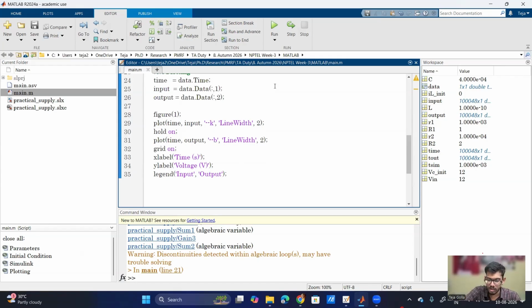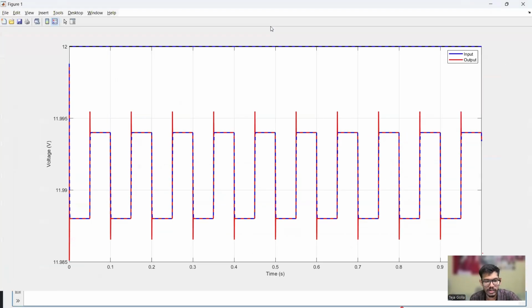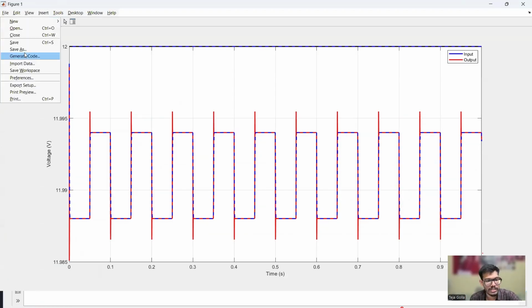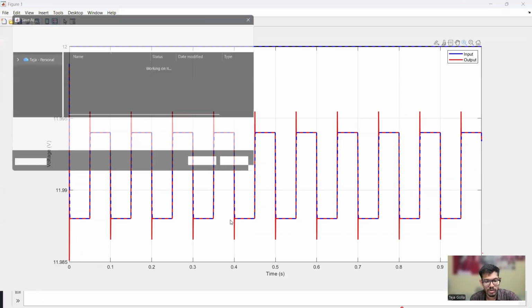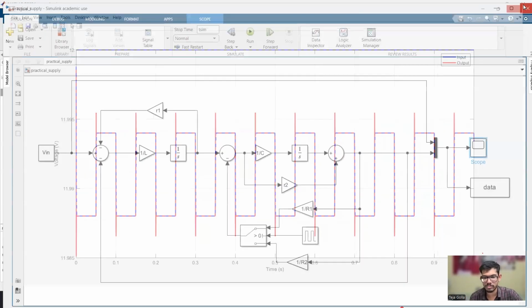And when you are saving this figure as a PNG to keep it in your report or any paper, you have to export it, right? So you can do the same. You can save it as an image, as a FIG file or PNG or JPG, which you can keep wherever you want. So you have this flexibility. That's why we take it to the workspace.